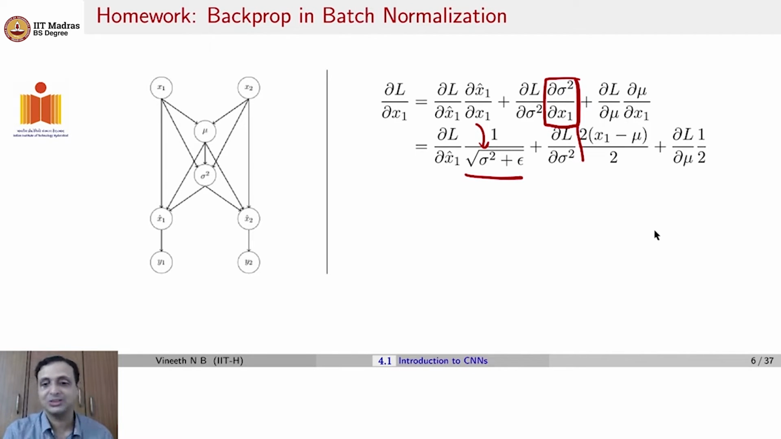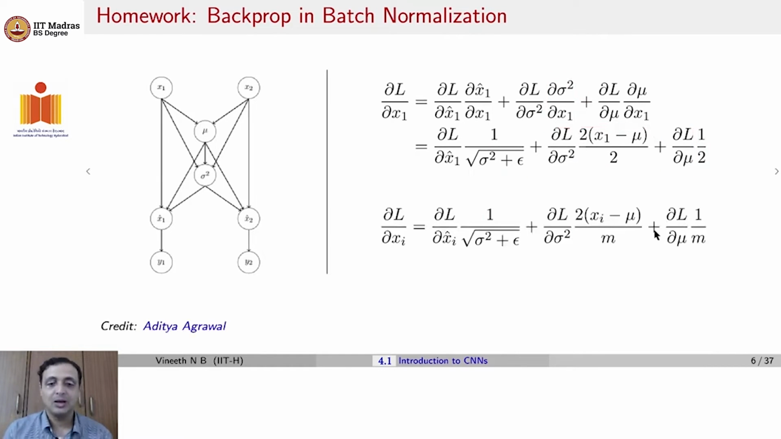Now you don't need to worry about the x2 term, so you'll have only one gradient term here. You get this. And finally, ∂μ/∂x1 would simply be 1 by 2 here, by definition of μ and how it's connected to x1. Similarly, you would get this for ∂L/∂x1, and so on and so forth for all the ∂L/∂xi's. That's how the backprop is done for batch normalization.